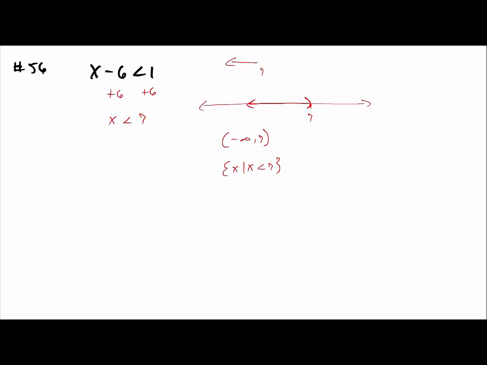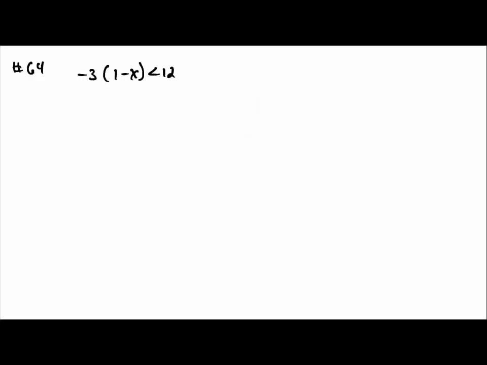So for number 64, again, we're going to go ahead and solve this. I'm going to go ahead and do the distributive property. So -3 times 1 is -3. -3 times -x is a positive 3x, less than 12. So I'm going to go ahead and add 3 to both sides. So I get 3x is less than 15. I divide both sides by 3, and I get x is less than 5.